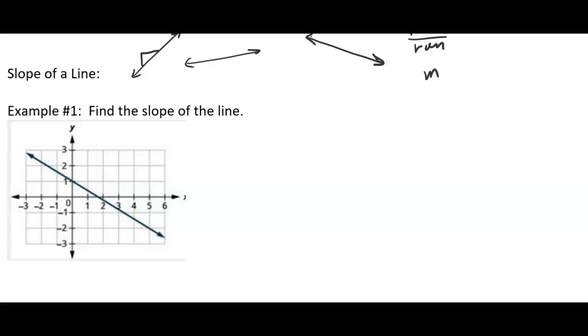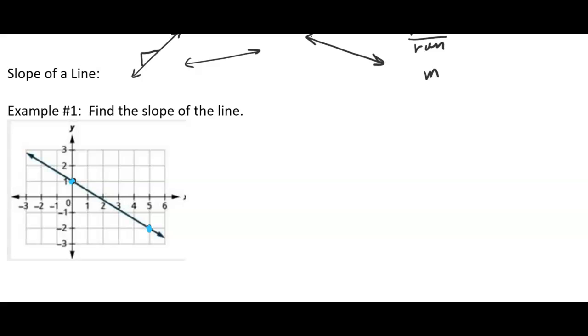What you want to do is look for 2 points that you know on the line. I don't want to have to guess if it's a third or a half or something, so I'm looking for points that are on the grid lines, where I know the coordinates. It looks like I know this point right here, and that point right there. Maybe I should draw them in a different color so you can see them better. What we're going to do is go from one point to the other.